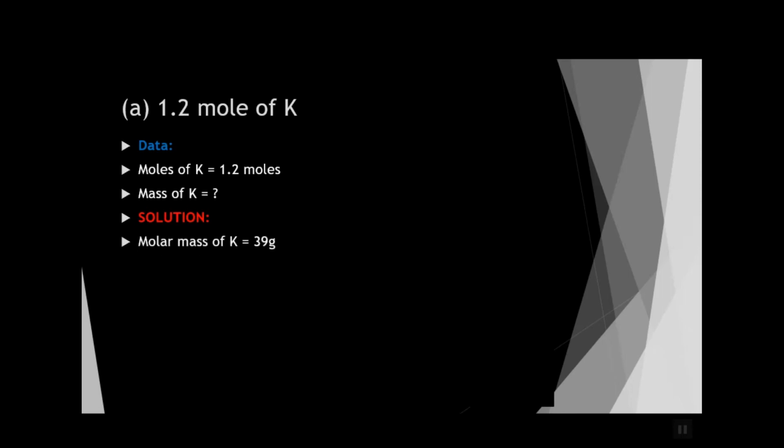How can we solve this part? Very easy. Data is moles of potassium is equal to 1.2 moles and mass of potassium we don't know. So solution is, you know students, it is a mole mass relation. So we have to find the molar mass, or we should know the molar mass of a substance. So molar mass of potassium is equal to 39 gram, and as we know, number of moles is equal to given mass, that should be in gram divided by molar mass.